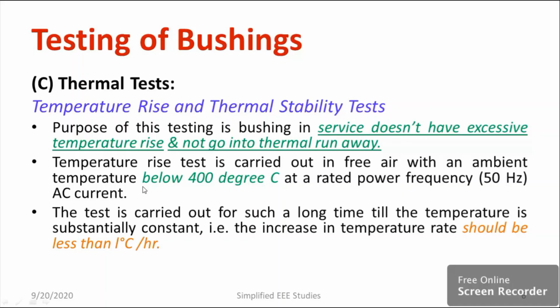For example, 9 a.m. to 10 a.m. the temperature may be 33 degrees Celsius. Then 10 to 11, 35. Then 11 to 12, 38. That means the temperature rise is exceeding 1 degree Celsius per hour. At that instant, definitely you have to reject the test piece. The temperature rise should not be more than 1 degree Celsius per hour. That's the protocol regarding the thermal test. This is how we can ensure that your dielectric material will withstand excess temperature. Your dielectric material should be totally free from excess temperature rise. That's the peculiarity.